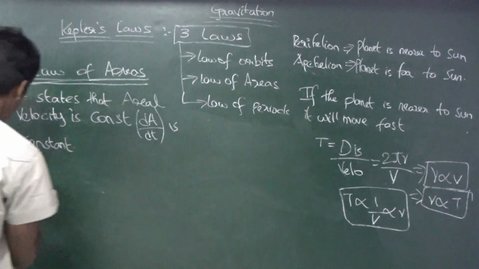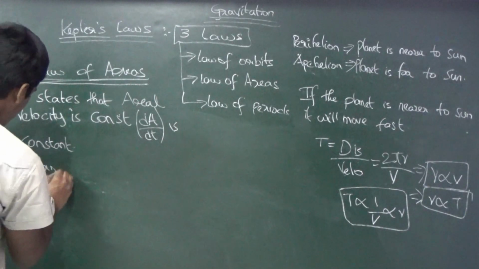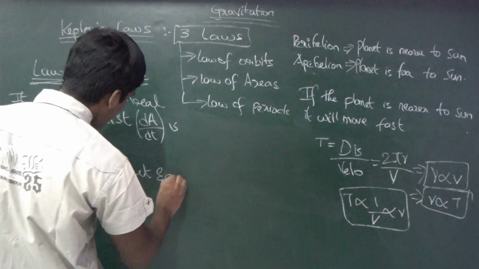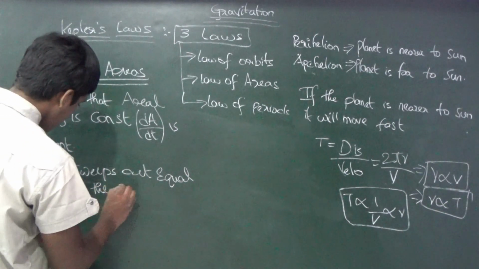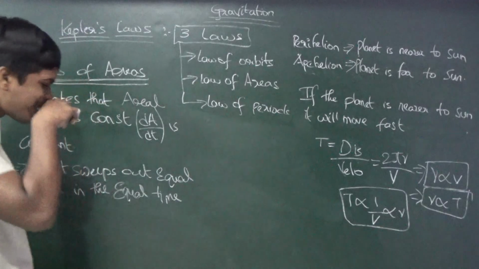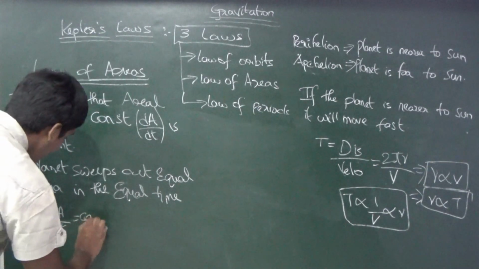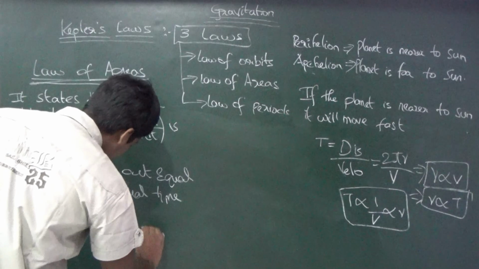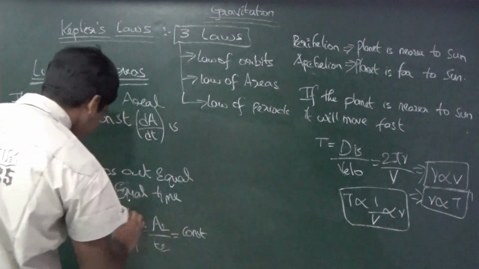So we can also state that the planet sweeps out equal area in equal time. So we can say that dA by dt is equal to constant. It is the mean. From this we can state that A1 by T1 is equal to A2 by T2 is equal to constant.